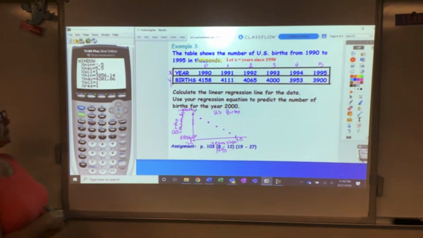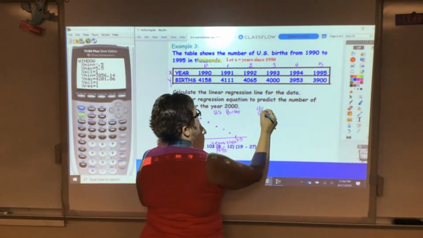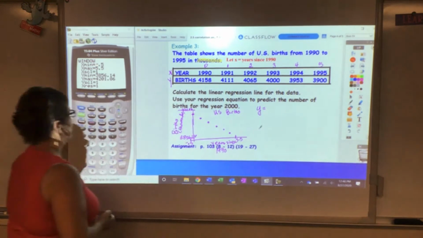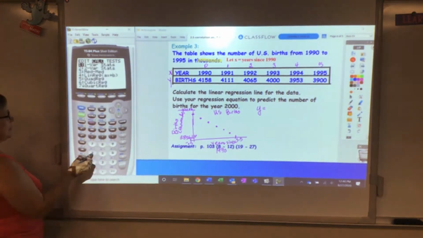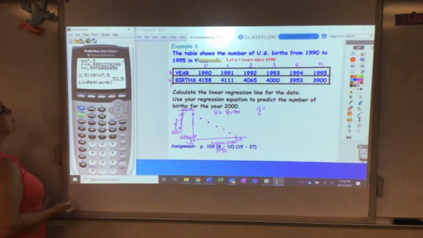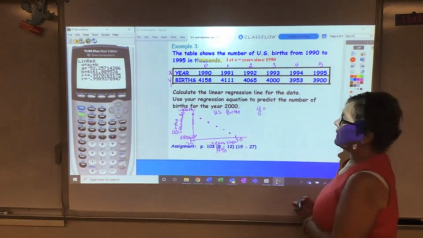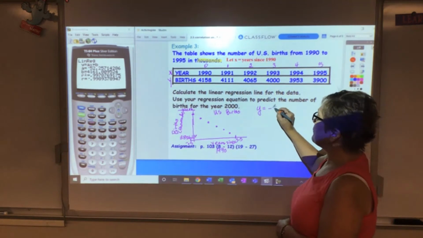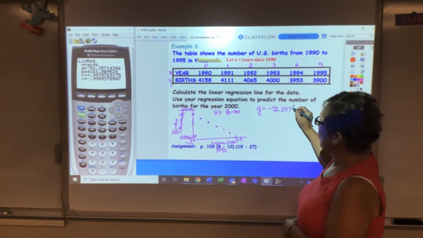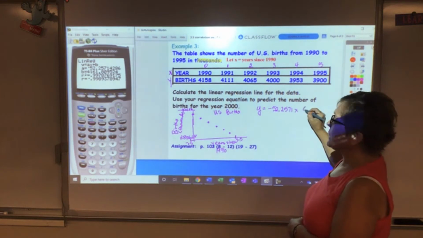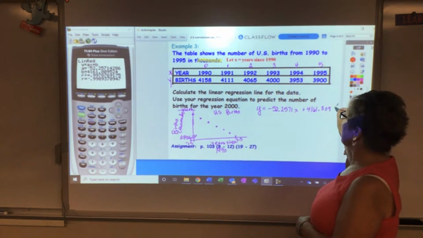Calculate the linear regression line for the data. So when it says to calculate the line, that's the equation. So y equals. So I'm going to go stat, calculate, 4, enter. And we're always going to do 4 decimal places for the best exactness. So I get negative 52.2571x plus 4161.8095.